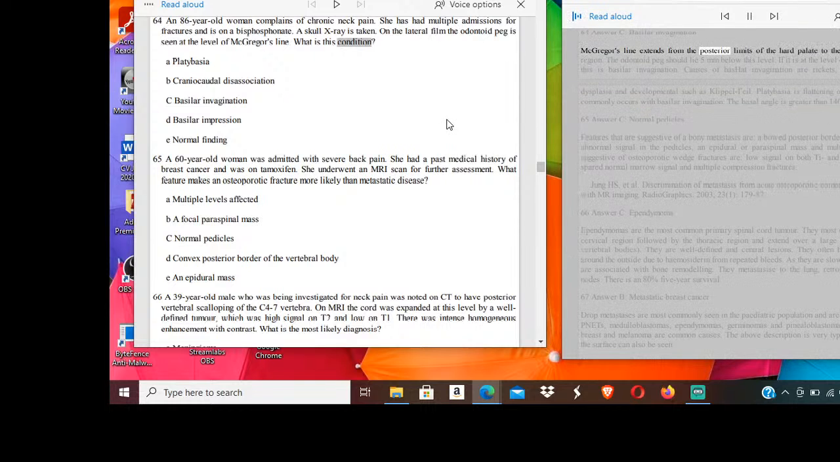McGregor's line extends from the posterior limits of the hard palate to the base of the occipital region. The odontoid peg should lie 5 mm below this level. If it is at the level of McGregor's line, this is basilar invagination. Causes of basilar invagination are rickets, osteomalacia, fibrous dysplasia and developmental causes such as Klippel-Feil.